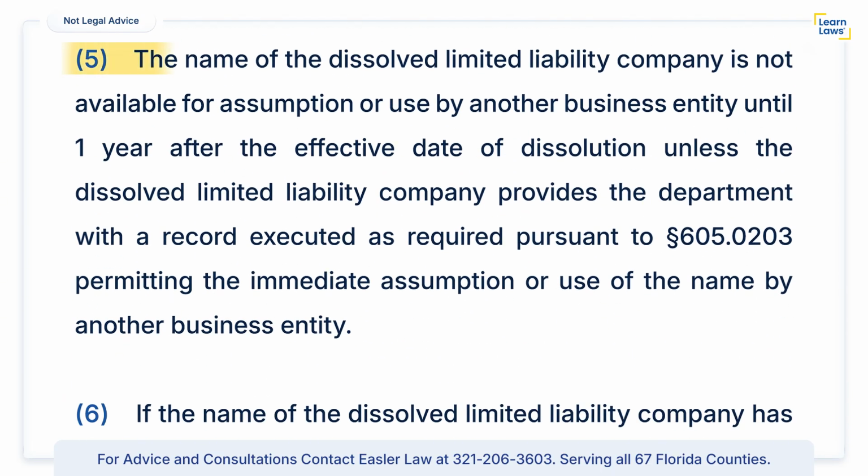5. The name of the dissolved limited liability company is not available for assumption or use by another business entity until 1 year after the effective date of dissolution, unless the dissolved limited liability company provides the Department with a record executed as required, pursuant to Section 605.0203 permitting the immediate assumption or use of the name by another business entity.